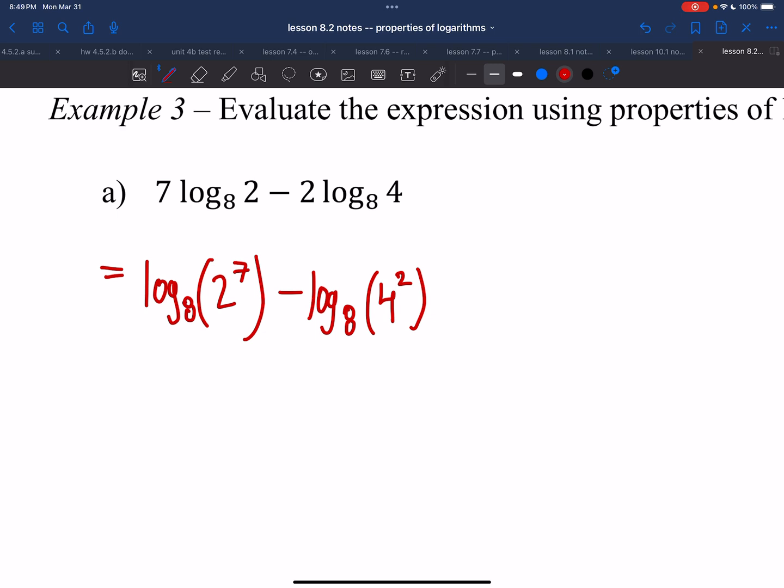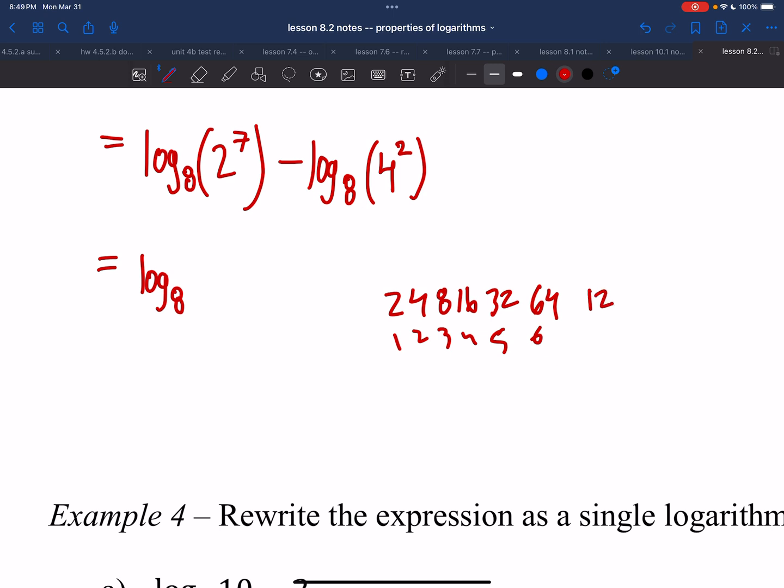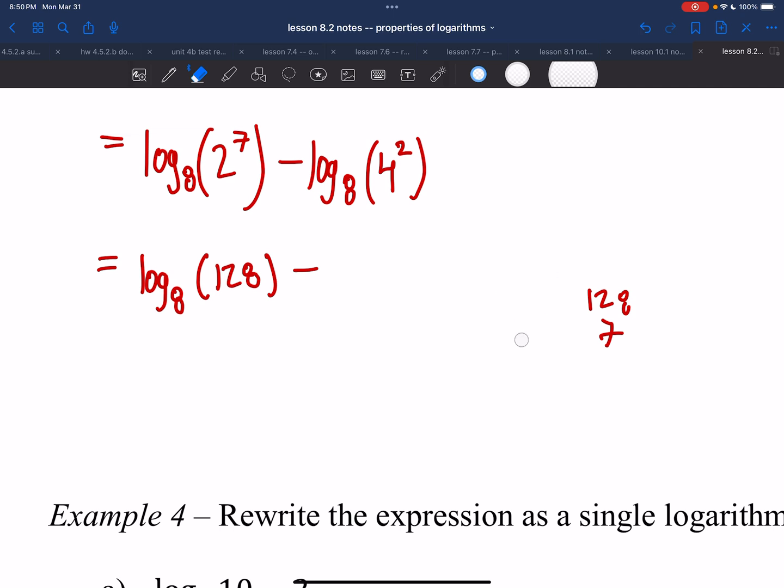Now, one way to do this is to just crunch the numbers and go. So I'll kind of show that method real quick. This would be log base 8, 2 to the 7, right? 2, 4, 8, 16, 32, 64. Let's see, 1, 2, 3, 4, 5, 6. Okay, we only need one more, 128. So that's the 7th power. So this would be log base 8 of 128 minus log base 8 of 16.